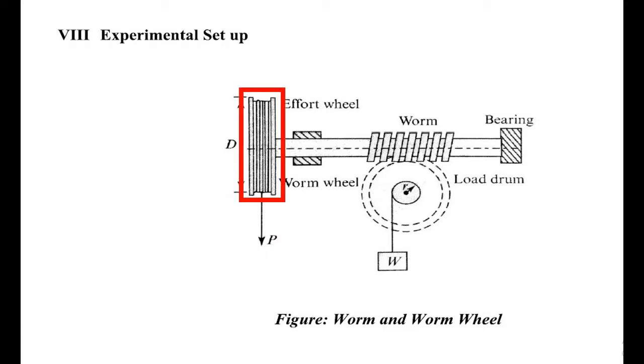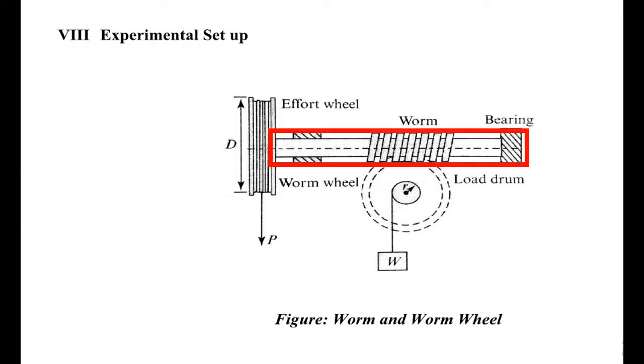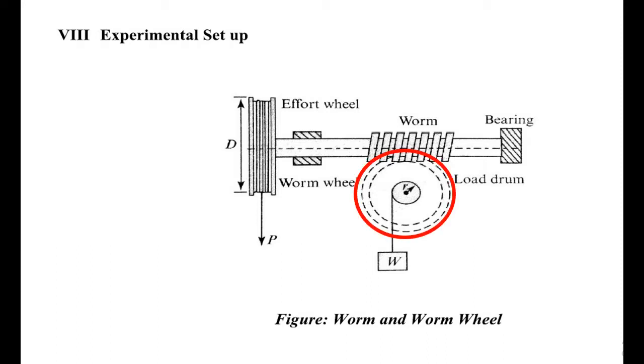The effort is provided at this wheel, and this wheel is called the effort wheel. The diameter of the effort wheel is denoted by capital letter D. This effort wheel is connected to a shaft, and this shaft is resting over two bearings. This shaft is also provided with a screw-like structure, which is called the worm. The worm is connected to another wheel, and that wheel is called the worm wheel.